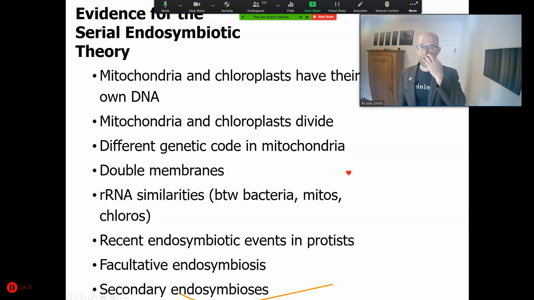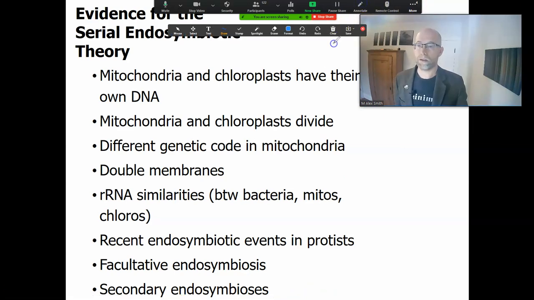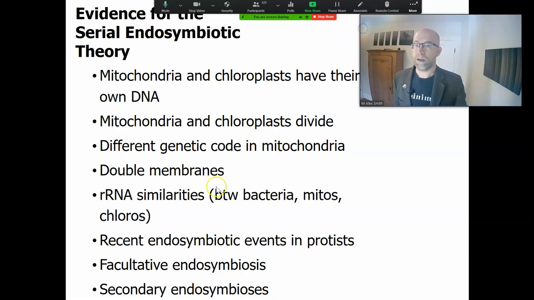So let's see, what are some of the other things that I thought about here? Right off the bat, we start with the same one. Mitochondria and chloroplasts have their own DNA that they divide independently. There's also a different genetic code. The translation from DNA to amino acid takes place via another genetic code within the mitochondria, suggesting an independent evolutionary history. Double membranes that you came up with, the rRNA similarities between bacteria, mitochondria, and chloroplasts.